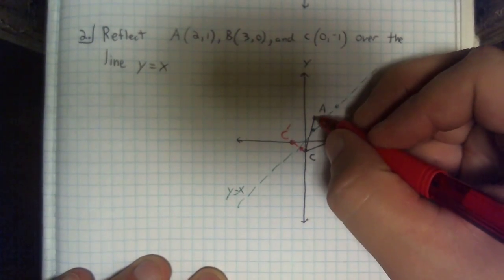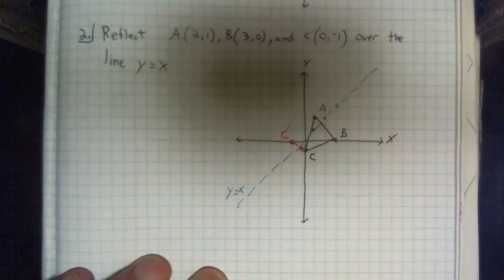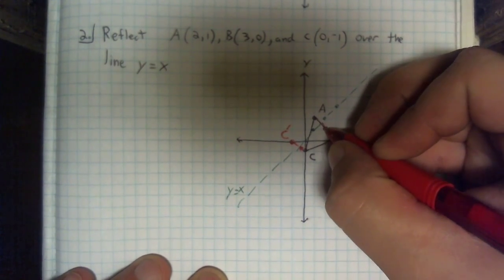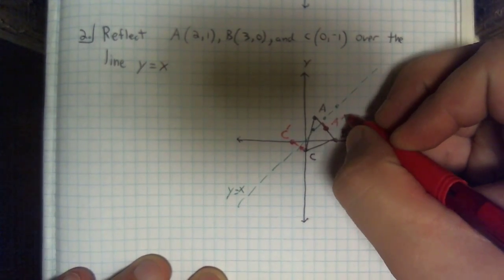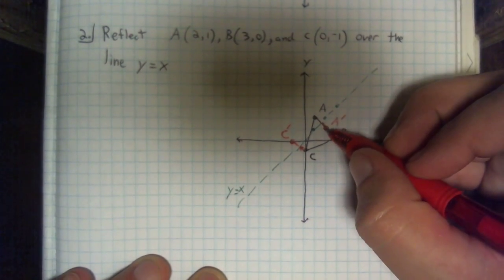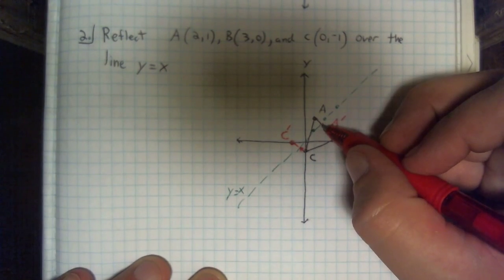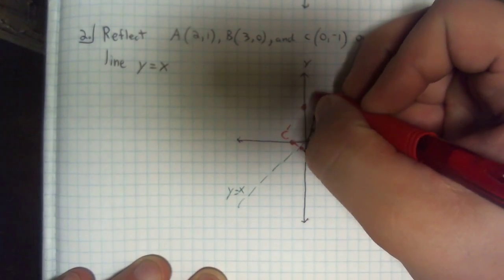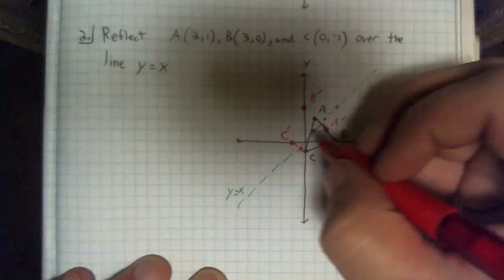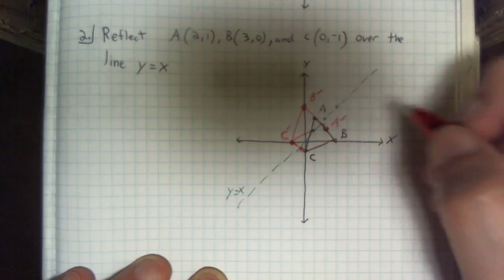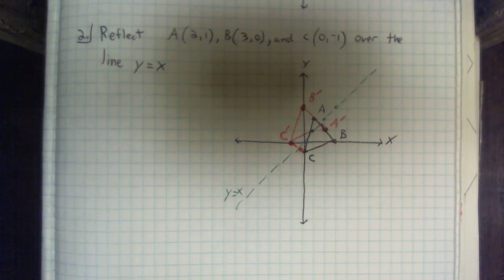A is very similar. A is only half a box away, going diagonally, so I want it to be on the other side of the line, half a box away. That's A prime. B, I see, is 1.5 full boxes away, so I want to go 1.5 on the other side. That gives me B prime. Connect all of my dots, and that's the reflection that we get.